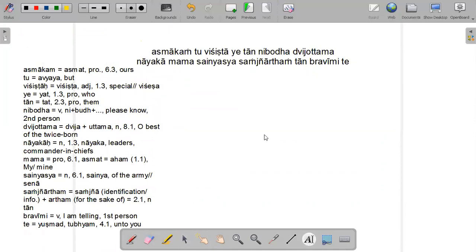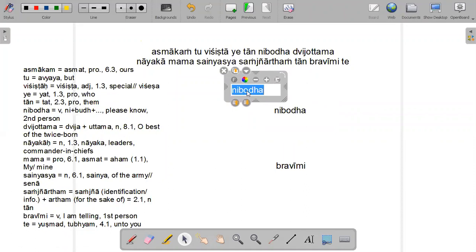What are the verbs here in the shloka? What is the first verb? Nibodha. What is the second one, if any? Bravimi. Nibodha means please know. So who should know? Dvijottama. Second person. Yeah, of course, but in the shloka, it's Dvijottama. So Sambodhana is always aloof from the whole sentence actually, so we'll just hang it there. Dvijottama is hanging here.